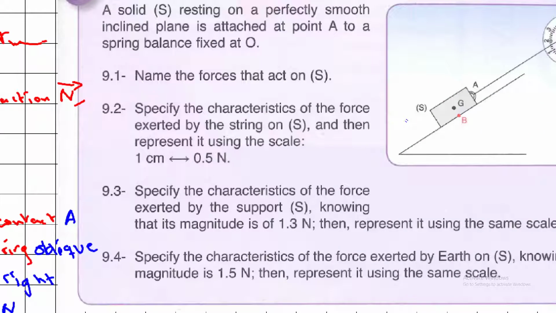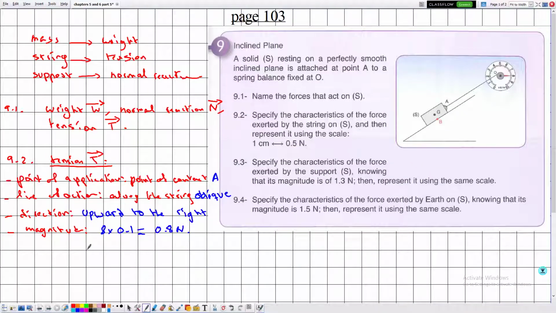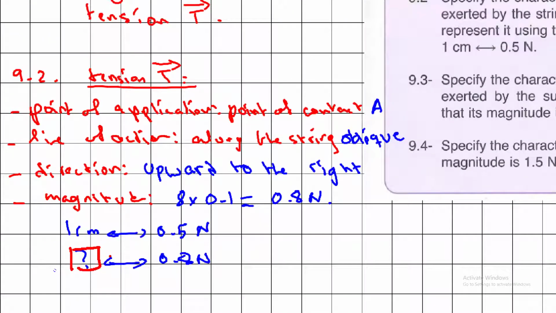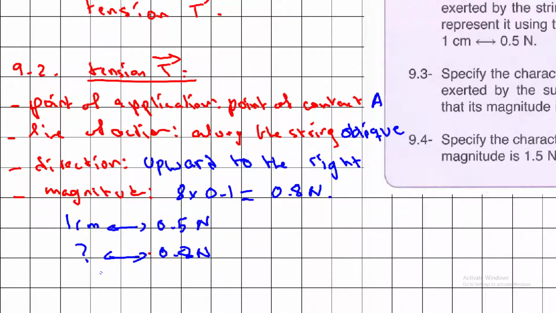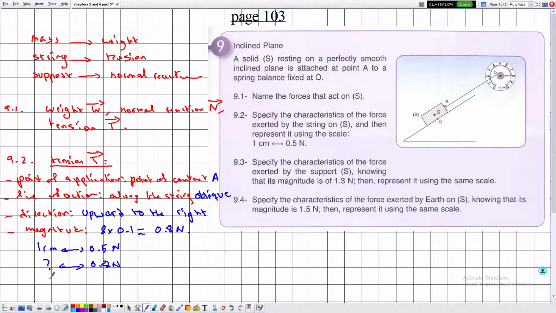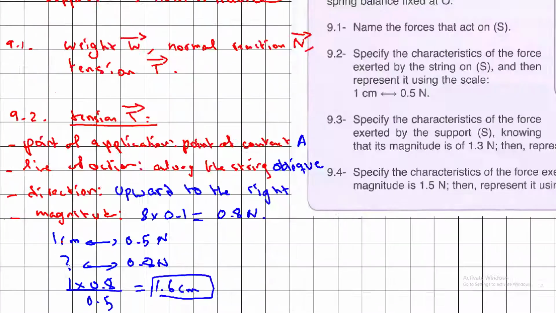Now, if you continue the part, they are telling me to represent it using the scale 1 centimeter corresponding to 0.5 newtons. And by represent, it means that we need to draw the vector. And in order to draw the vector, we need to determine the length of the vector. And the length of the vector can be determined using this scale. So knowing that each 1 centimeter corresponds to 0.5 newtons, what about 0.8 newtons? It corresponds to how much? So this is the missing value here, and it can be determined by using the crisscross. Then 0.8 multiplied by 1 divided by 0.5. And using the calculator, this is given by 1.6 centimeters. It is expressed in centimeters simply because this question mark, the unknown, is under the centimeters.